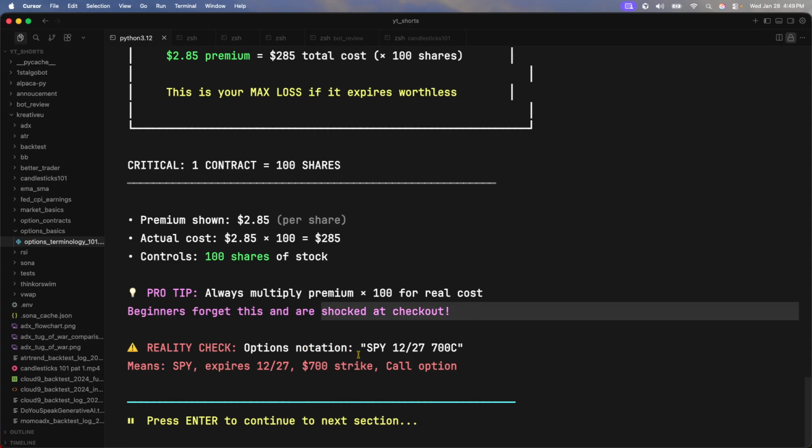Reality check, option notation is SPY 1217 700C. SPY is the S&P 500, the top 500 companies within the New York Stock Exchange. 1217 is going to be the expiration date. This is the last date before the option becomes worthless, right? And 700C is going to be our strike price and our right. 700 is going to be our strike price. C is going to be our right.